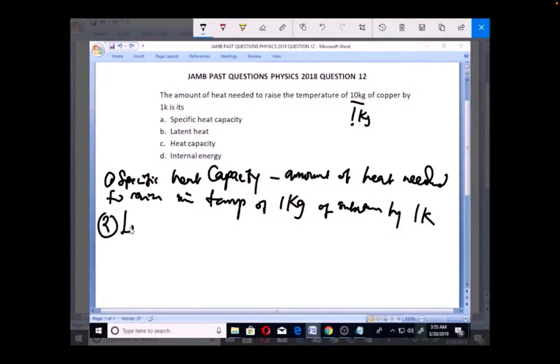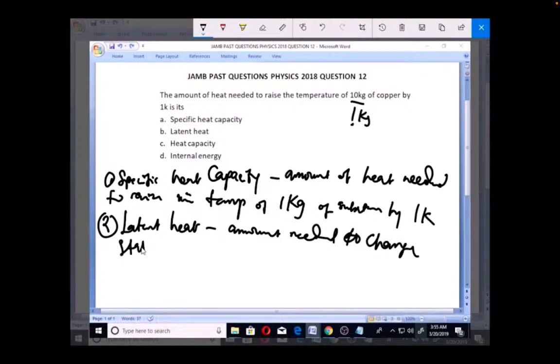Now number 2, we look at latent heat. What is latent heat? Latent heat is the amount of heat needed to cause a change in state.